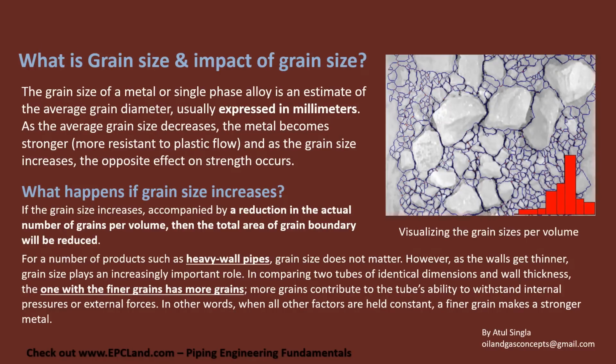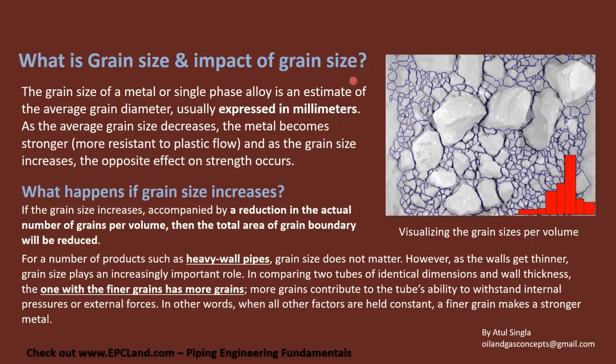The grain size of a metal or a single phase alloy is an estimate of an average grain diameter, and it is generally expressed in millimeters. Now if the grain size is decreasing, the metal becomes stronger, in the sense that it becomes more resistant to plastic flow. That means we are getting better mechanical properties. As the grain size increases, the opposite effect on strength occurs. That means it decreases the strength, and it decreases the resistance towards plastic flow.